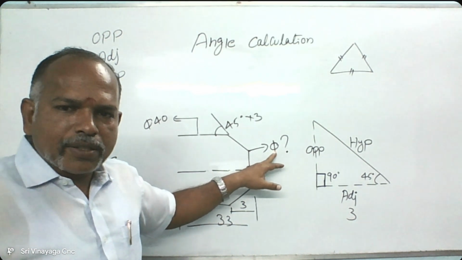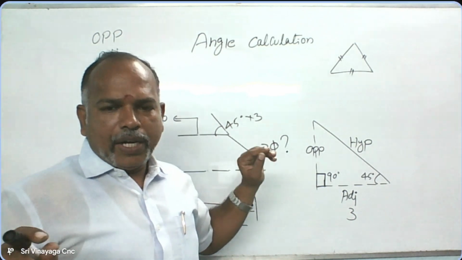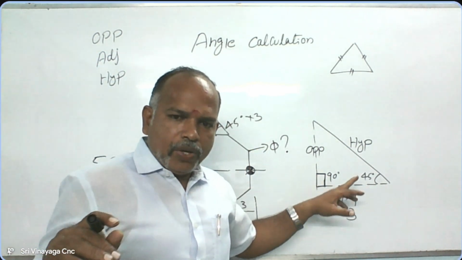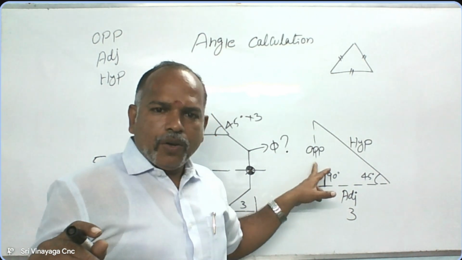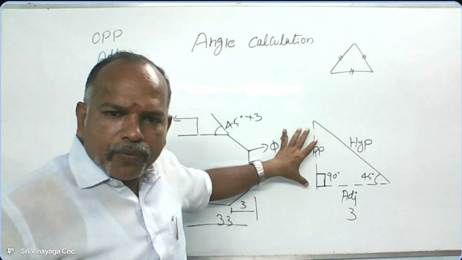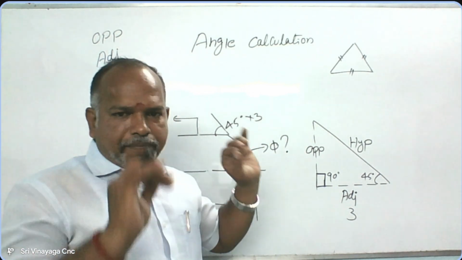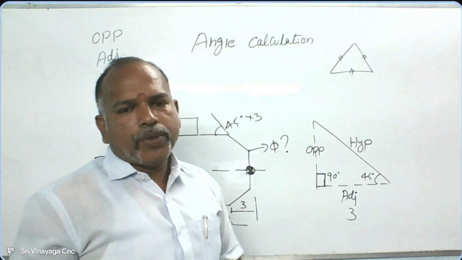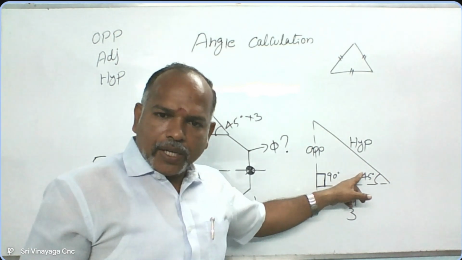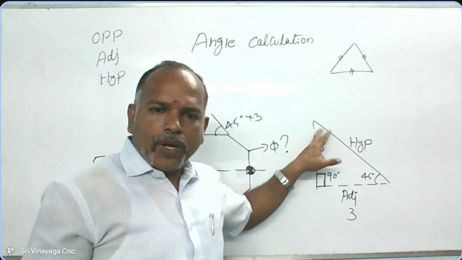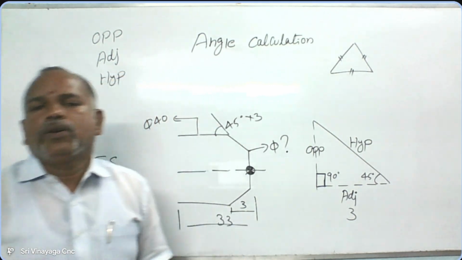Only this diameter. So we know the adjacent side is 3. We want to find out this opposite side. How do we find the opposite side? We know the adjacent side is 3. We know theta is 45 degrees. We should find out this opposite side.